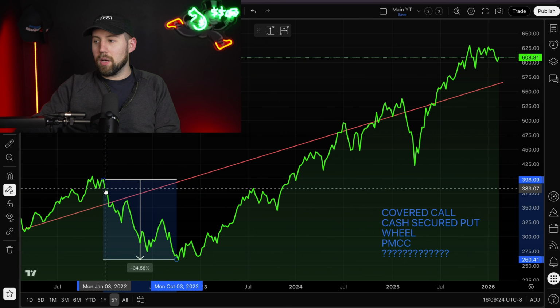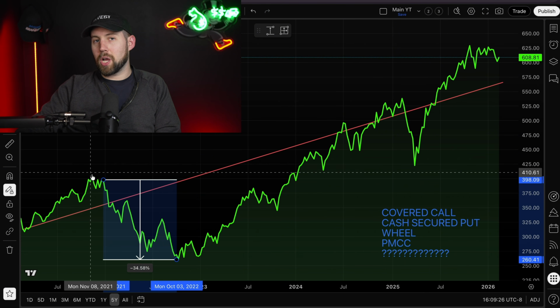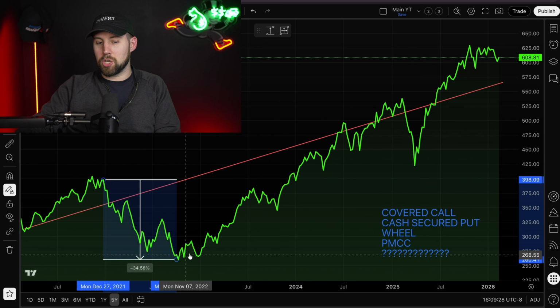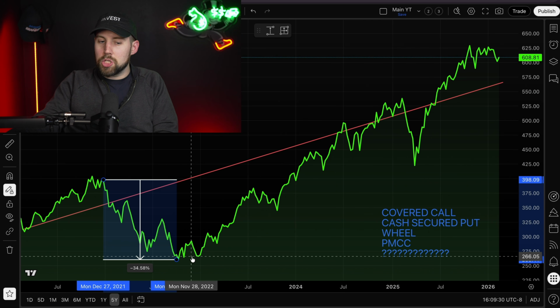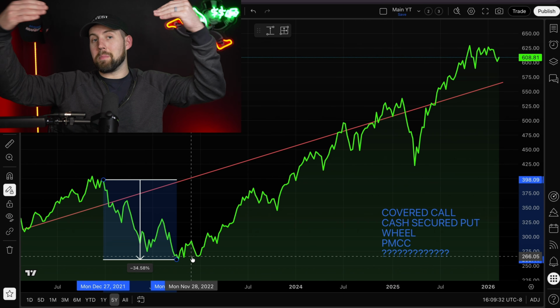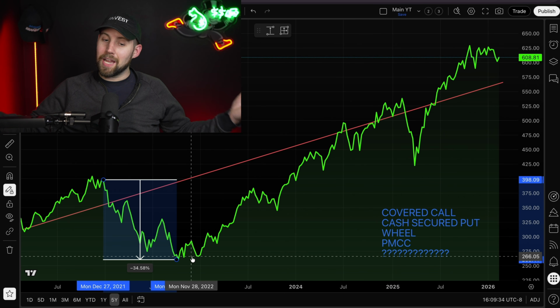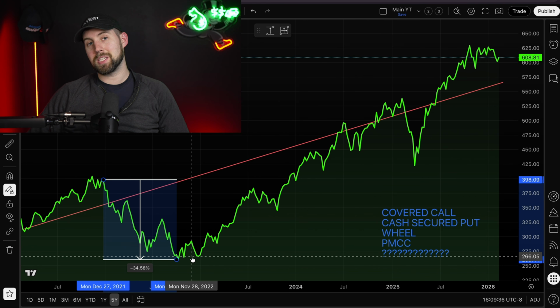So the problem with the wheel is that you're doing a bullish strategy when things are expensive and a bearish strategy when things are cheap. That's usually what most retail investors do. They buy high and they sell low, and you wonder why your returns don't even beat the S&P 500 in the long term.